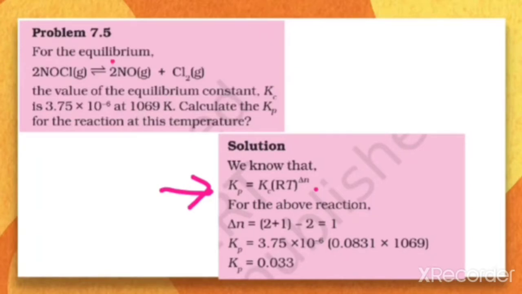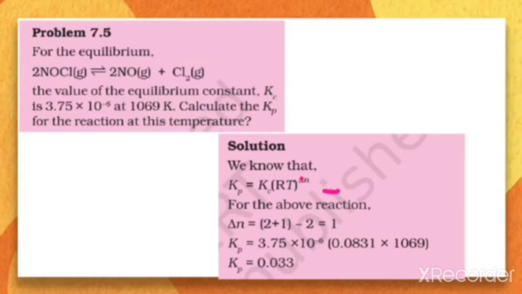Now look at the equation. On the product side, 2 NO is there and 1 Cl2. That is written here as 2 plus 1 on the product side, minus. Now what do we have on the reactant side? Only one reactant is there, with 2 moles of it. So that is minus 2. When you solve it, we get 1. So here delta n we got 1, and in this equation delta n can be written as 1.